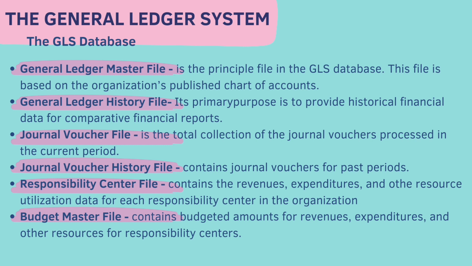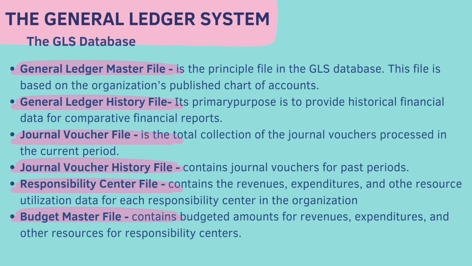Fourth is the Journal Voucher History File. It contains journal vouchers for past periods. It is a repository that holds records of the journal vouchers from previous accounting periods. It stores detailed information about the financial transactions that occurred in the past, allowing for reference and analysis of historical data. These files enable accounting professionals to review past transactions, track financial trends over time, and support decision-making processes based on historical financial information.